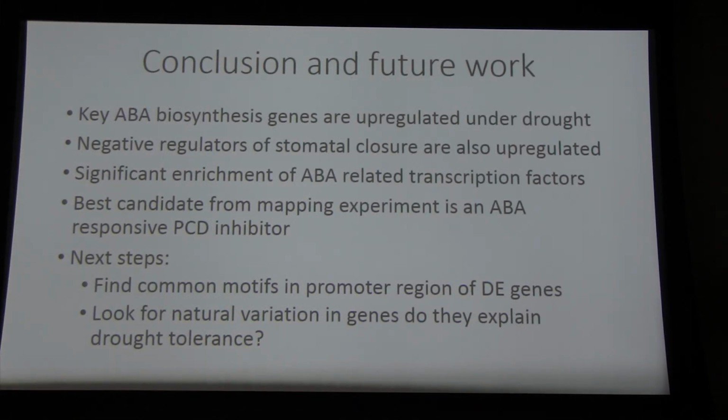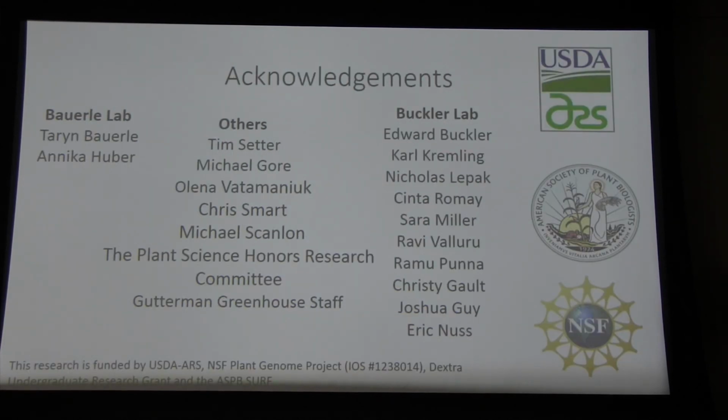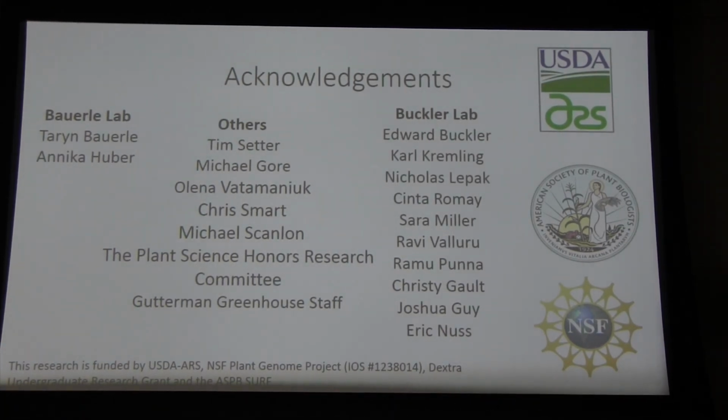And so in the future, what I'm going to do this summer is look for common motifs in the promoters of all of the genes that I found that were differentially expressed under drought, and hope to find sequences that are associated with binding of transcription factors that maybe are controlling drought tolerance. And so finally, I would like to thank everybody who made this project possible, especially my 2 advisors, Ed Buckler and Taryn Bowerly.